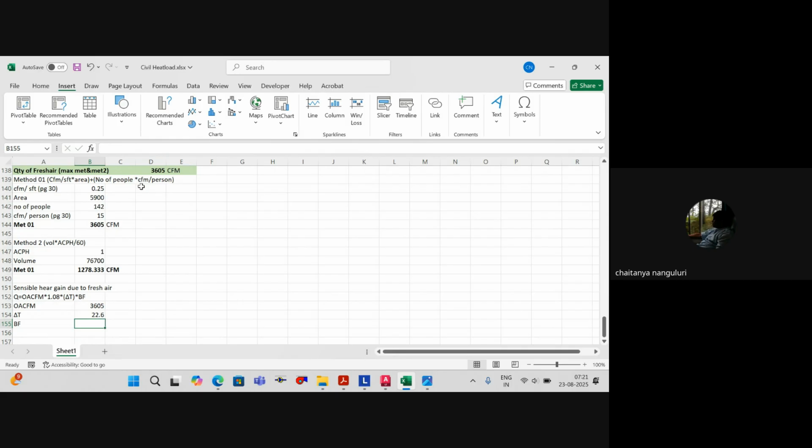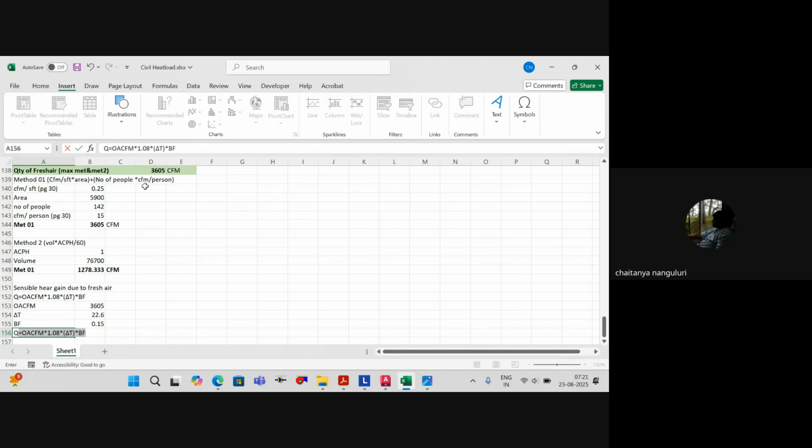So bypass factor is depending on the coil design you have. Worst case is 0.15. But nowadays, if you consider 4-row coil or 6-row coil, it will only be 6% or 7%. It will be 0.06 or 0.07 as well. But for our design purposes, I'll take 0.15, 15%. I know it's on the high end, but we'll be safer that way. Clear? Understood or not?